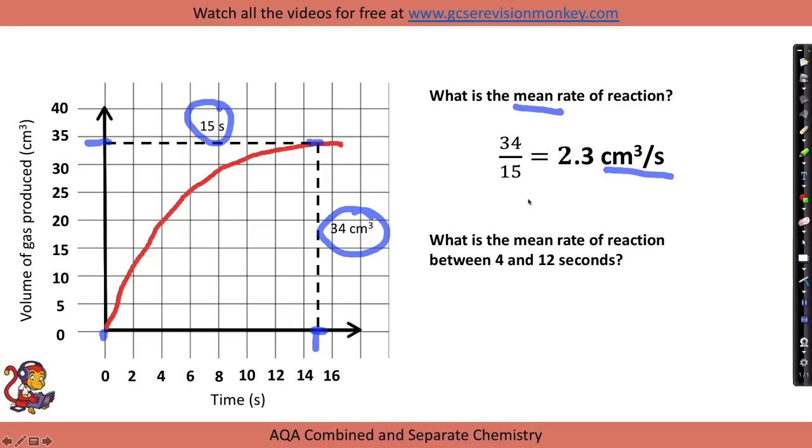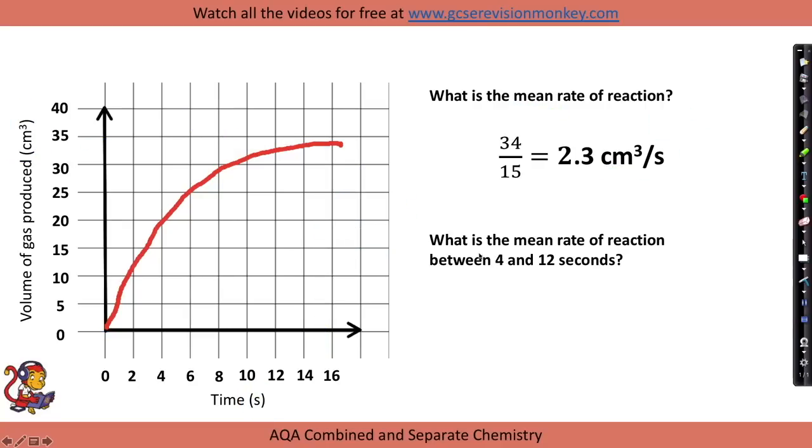And then we would calculate that by doing 34 divided by 15, giving us an answer of 2.3 centimetres cubed per second. We always do the y divided by the x in our calculations, and we get the units for rate by reading them off the graph. Centimetres cubed divided by seconds is what we've done, so those are our units.